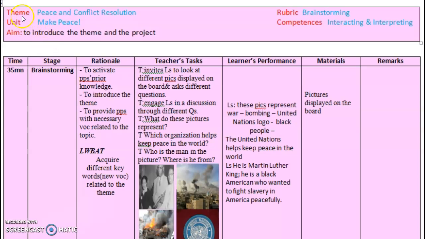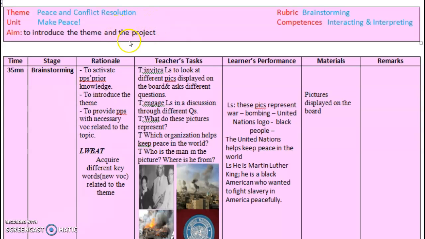Here we start by writing the theme. Here it's peace. I have given you an example for the unit peace and for the unit make peace. The theme is peace and conflict resolution. The aim of this lesson is to introduce the theme and the project.